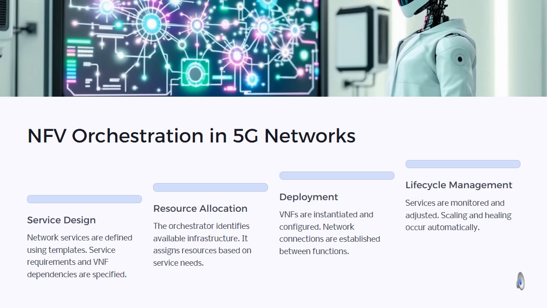Resource allocation. The NFV orchestrator identifies available hardware resources and assigns them based on service requirements. Deployment. VNFs are instantiated, configured, and connected to form a complete network service. Lifecycle management. Once deployed, the system continuously monitors and manages VNFs, adjusting resources dynamically as needed. Think of NFV orchestration as cloud service management, where resources are provisioned, monitored, and adjusted automatically without manual intervention.